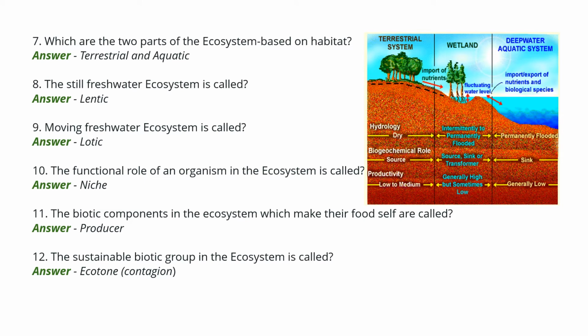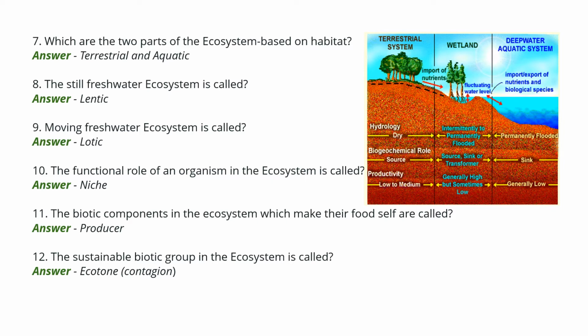Question number 7. Which are the two parts of the ecosystem based on habitat? The correct answer is terrestrial and aquatic. Terrestrial ecosystems are found on land, mainly in the tropical rainforests, deserts, grasslands, etc. And aquatic ecosystems are found in bodies of water, which include lakes, ponds, wetlands, etc. That defines the terrestrial and the aquatic ecosystems.